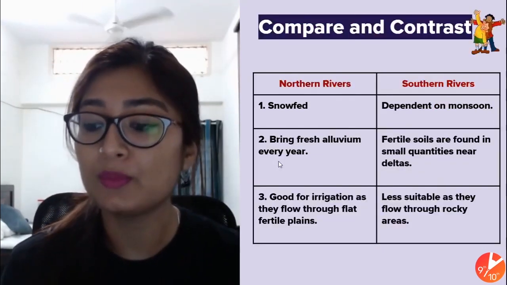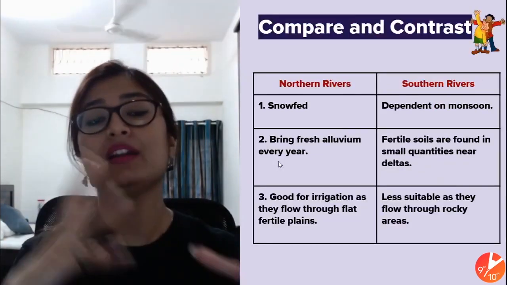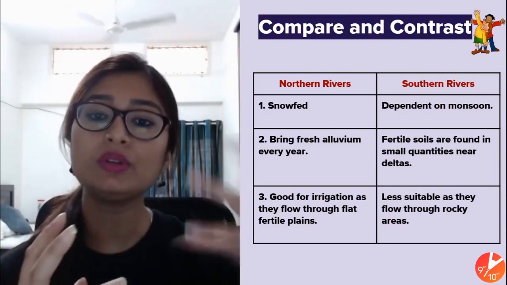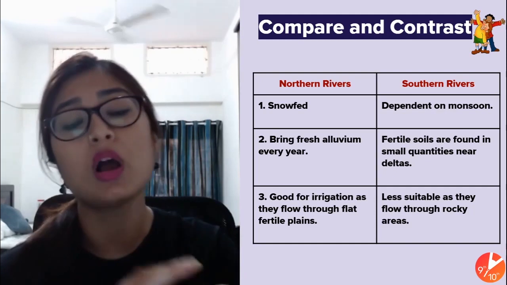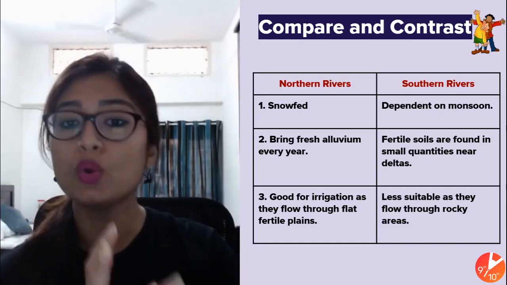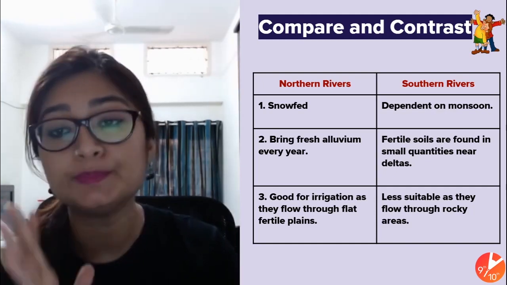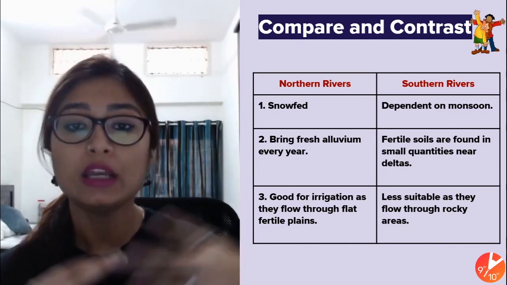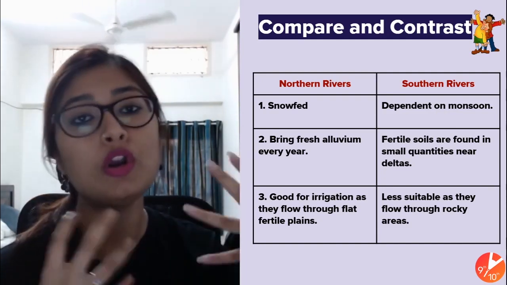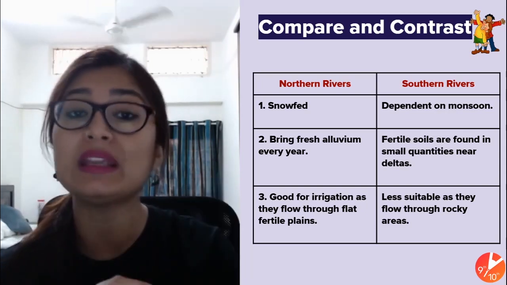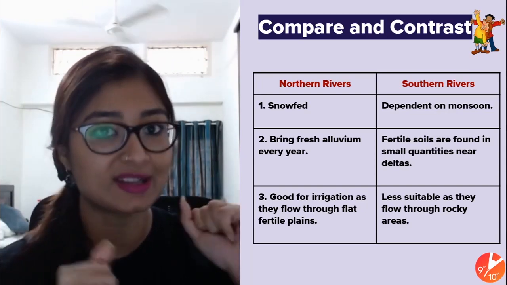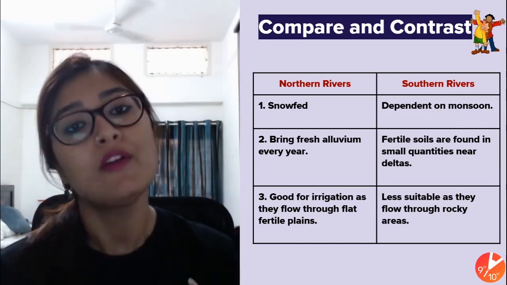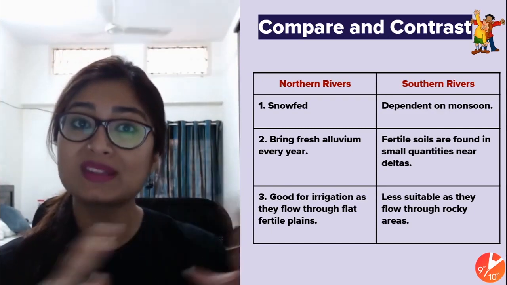And with this we come to the last part, which is the comparison and contrast between the northern rivers and the southern rivers. As I told you, the northern rivers originate from the Himalayas, are snow fed and are perennial. However, the southern rivers are dependent on monsoon. Now, they bring a lot of fresh alluvium every year. This is basically the silt I just explained to you about. From there they bring a lot of fresh alluvium, which ultimately forms the alluvial soil.